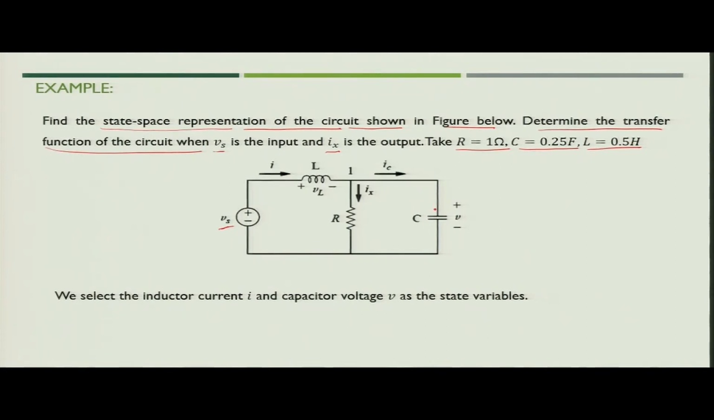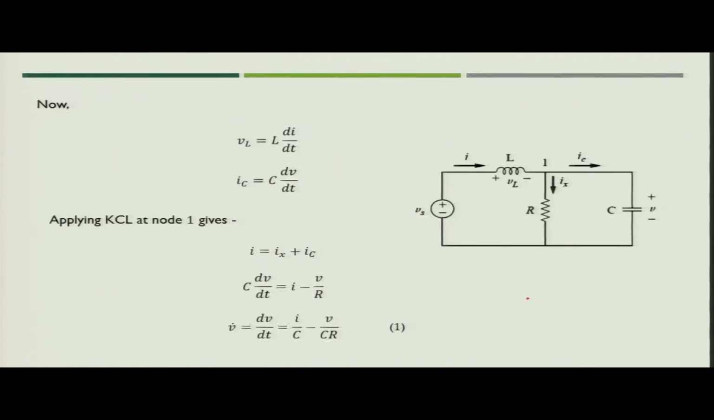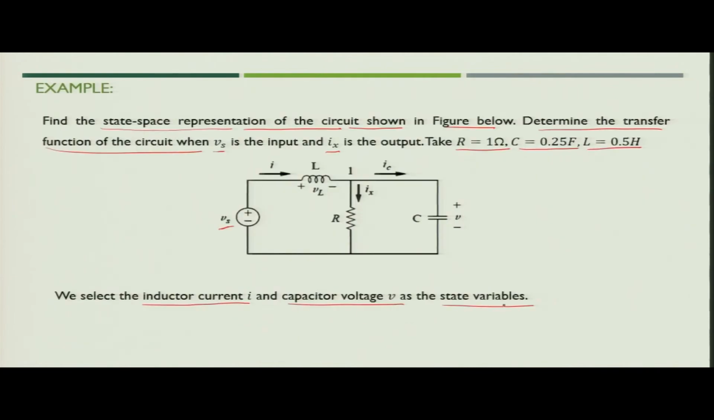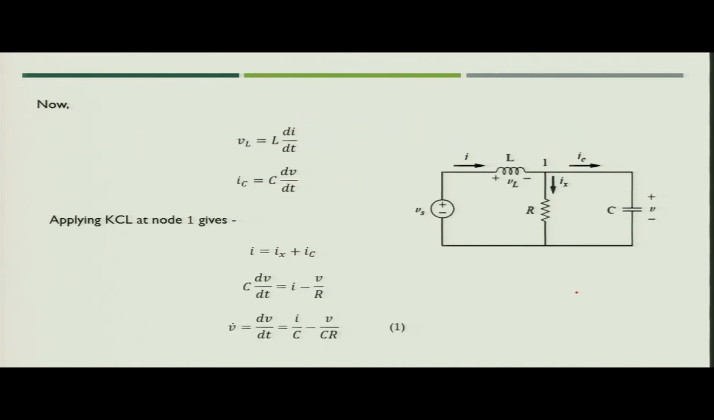Now, in this particular circuit, what will we do? We will first select inductor current I and capacitor voltage V as the state variables. When we see them as state variables, what can we first find? We can find VL, the voltage across the inductor, which is nothing but L into di by dt. The capacitor current, that is IC, you can write as C dV by dt. So, these are the equations which we have already discussed in our previous lectures.